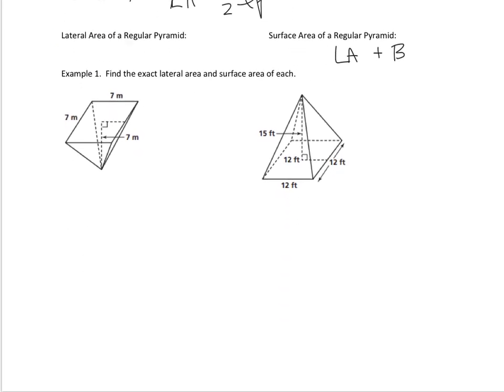So down here, find the exact lateral area and surface area. So I'm going to draw in the slant height. The slant height would be, I'll draw this triangle off to the side. So this triangle that's in here, I'm going to draw off to the side. So this segment right here is halfway across. So this segment is 3.5. And then the height of the pyramid is 7. But right here is going to be L.